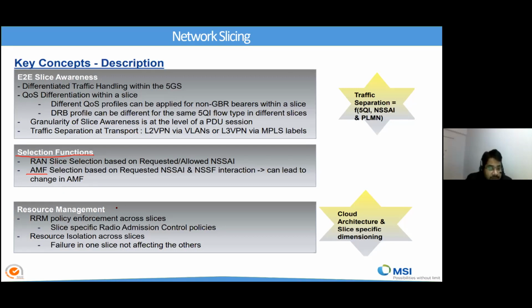In the resource management functions, all the policies and all the attributes which are related to the resource management for that particular slice are defined here only.